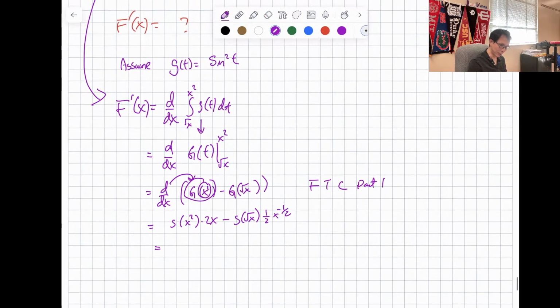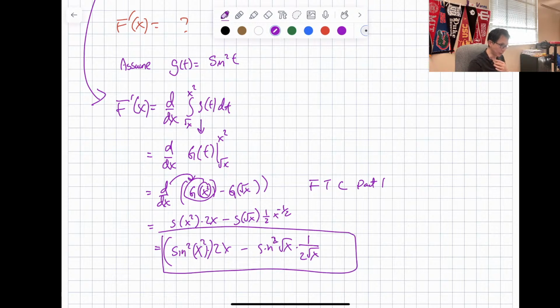And then all you gotta do is plug in x squared there. So it'll be sine squared of x squared times 2x minus sine squared of square root x times 1/2 root x. And if you get this part, it's good. You don't need to simplify anymore because that's as much as you can do.